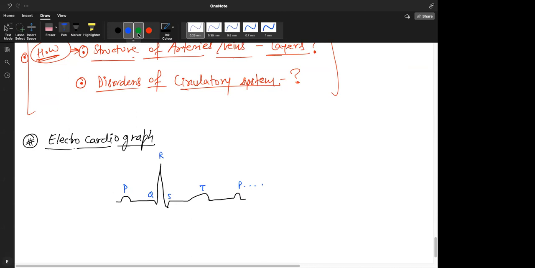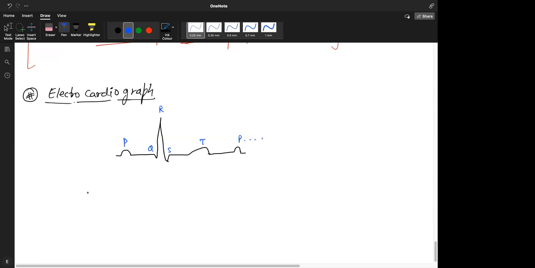Now this P wave, let's keep noticing. Keep writing here. The P wave tells us about atrial depolarization. When I say depolarization, it means excitation. So if the cells of the atria of the heart get excited, what are they going to do next?